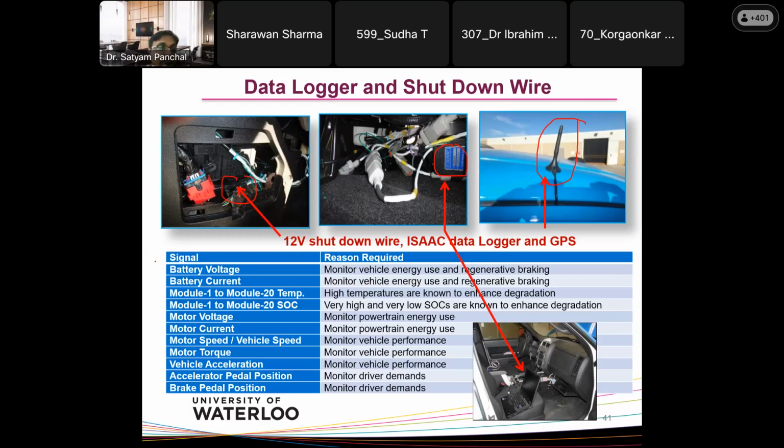A couple of important signals are battery voltage, which monitors vehicle energy use and regenerative braking. Then we need the battery current also, which gives the energy use and regenerative braking part. Module 1 to module 20 temperature, module 1 to module 20 state of charge, motor voltage, motor current, motor speed, vehicle speed, motor torque, vehicle acceleration, accelerator pedal, and brake pedal position, so for driver demand also. So this is something about the data logger and shutdown wire.